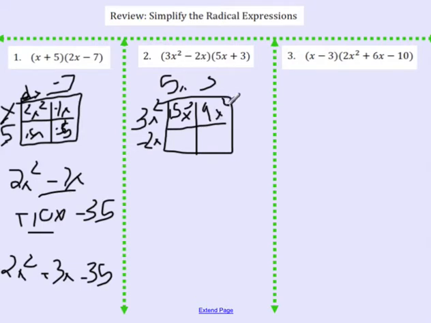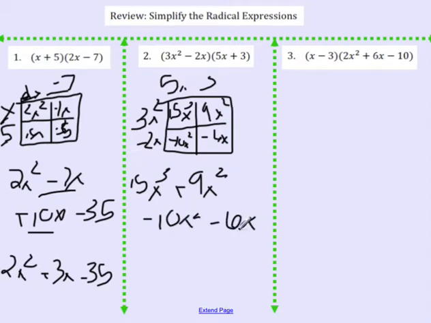Then 5x times a negative 2x is a negative 10x squared. And then negative 2x times 3 is a negative 6x. Writing out all the terms, I have 15x to the third plus 9x squared minus 10x squared minus 6x. I need to combine my x squared terms, and that ends up being negative x squared. So that's your final answer for number 2.